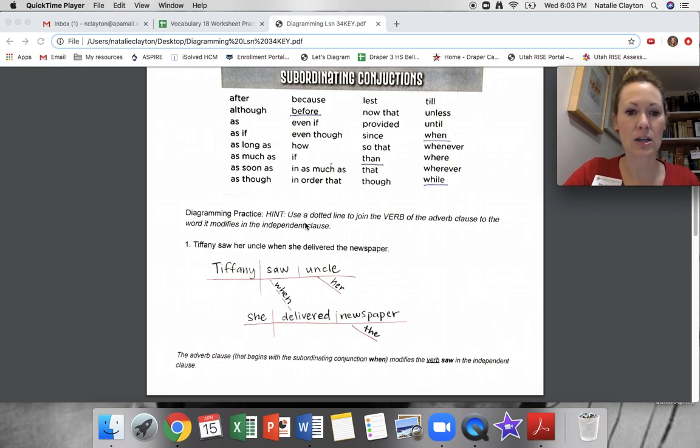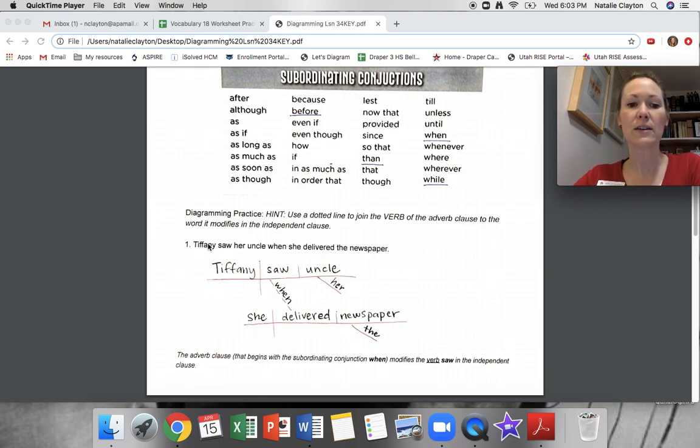Diagram practice hint. Use the dotted line to join the verb of the adverb clause. So this is our adverb clause, and then you're going to use the dotted line to join this adverb clause to the word that it modifies. And on that line, you'll write the subordinating conjunction.